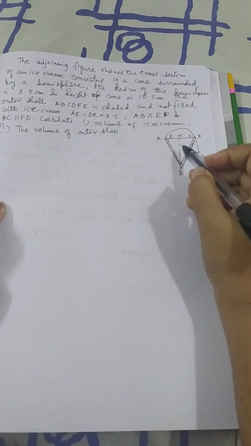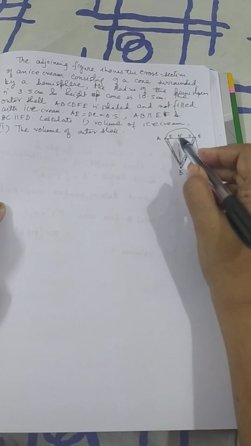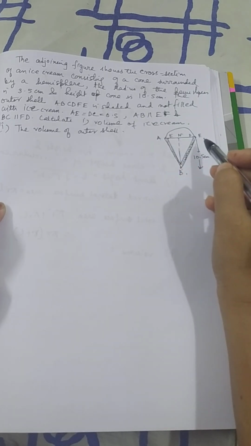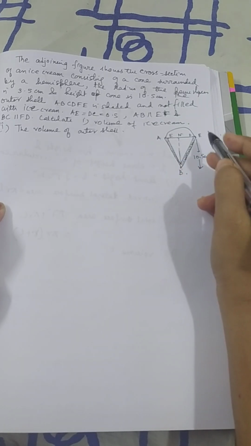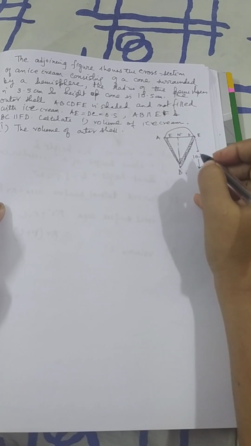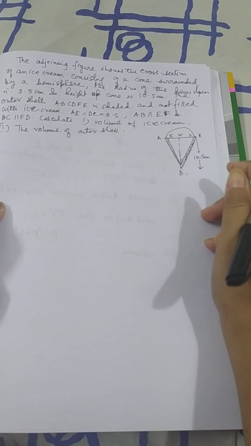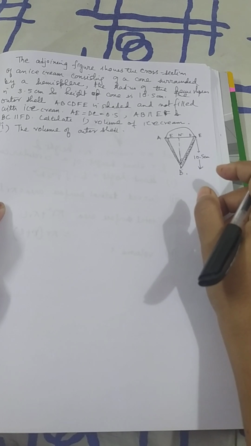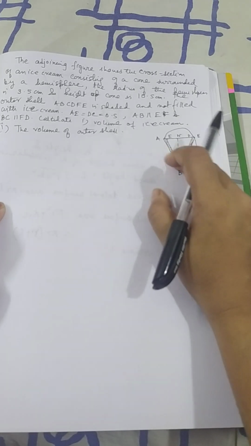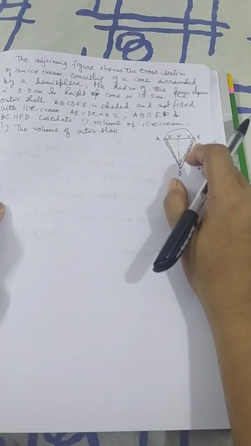The outer shell A, B, E, D, F, E is shaded and not filled with ice cream. The rest part is ice cream. As you know, cones are biscuit-like things within which ice cream scoops are given. So within this ice cream cone, it is hollow, but not hollow actually; it is filled with the ice cream.